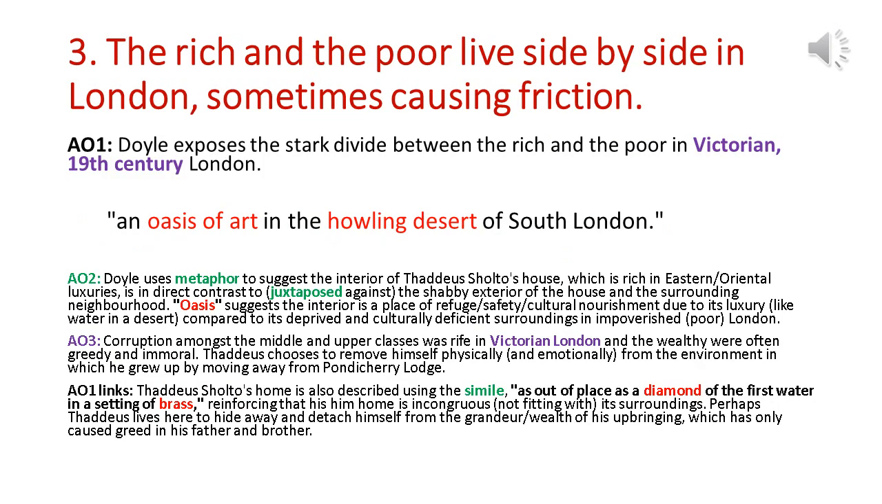Okay, so the third point that you could make about setting in The Sign of the Four is that the rich and the poor live side by side in London, sometimes causing friction and problems. So Doyle seems to be exposing this stark divide between the rich and the poor in 19th century London. We know this because when we arrive at Thaddeus Sholto's house in chapter 4, we're told that his home seems to be an oasis of art in the howling desert of South London.